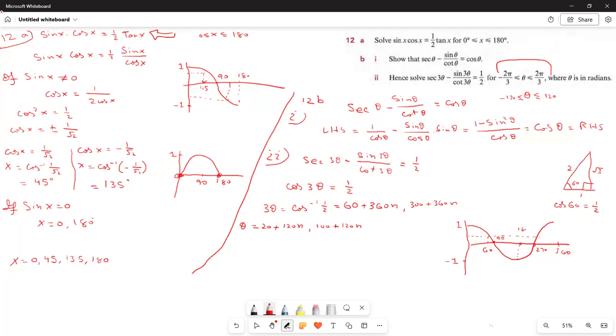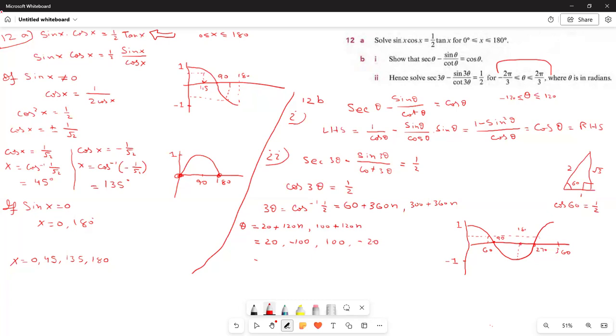So you can see that one answer is 20. If I make n equal to 1, it will be beyond this range. But if I make n equal to -1, then minus 120 plus 20 is going to be minus 100, so this is going to be a solution. In the same way, for the next part, if n is equal to 0, then 100 is one solution. But if n is equal to -1, then minus 20 is another solution. So these are the 4 answers I have.